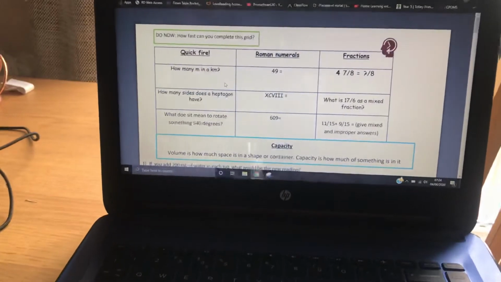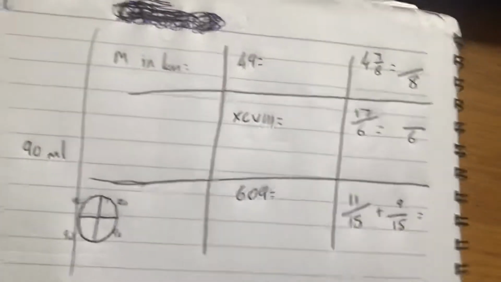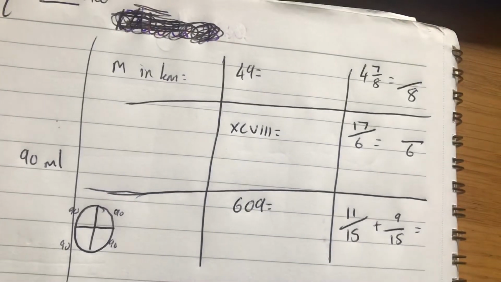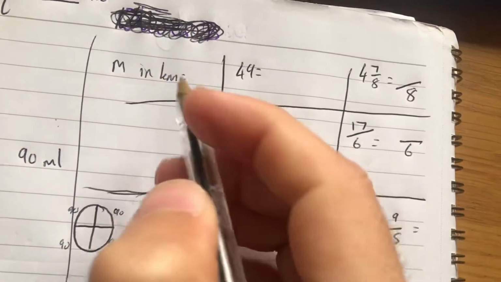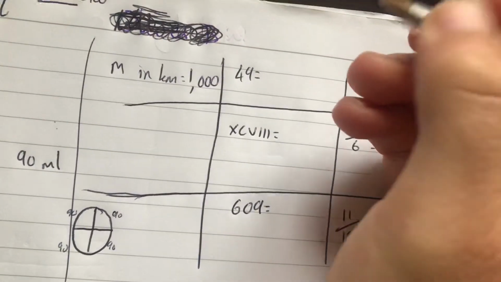I'll do now first, and like I've said the last couple of days this week, this should be relatively in the bag for us all. So, how many metres in a kilometre? Well, there's 1,000 metres in a kilometre. That should be a known fact now.